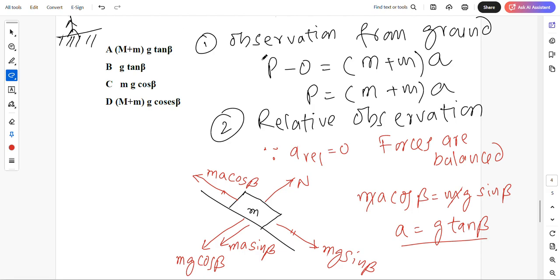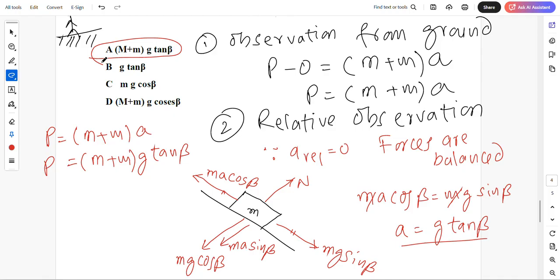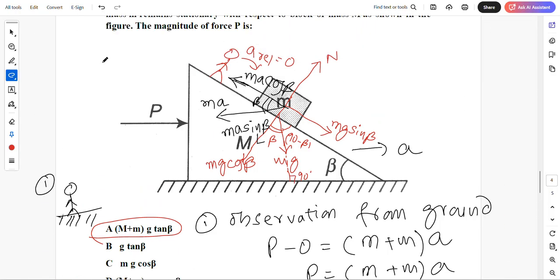Now substitute that here. From 1 we have this one. P is equal to what we have? M plus m A. How much did we get just now? M plus m g tan of beta. This is the right answer. Students, hope you understood this one. Okay, we are observing from outside. We got the equation for P: driving force minus resisting force, nothing is there, is equal to mass into acceleration, M plus m into acceleration.